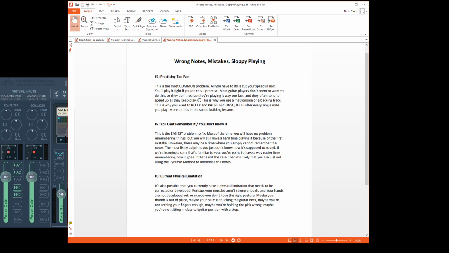So this is why we use a metronome or a backing track. This is why you want to relax and pause and unsqueeze after every single note that you play. And we're going to go more in on this in the speed building lessons.